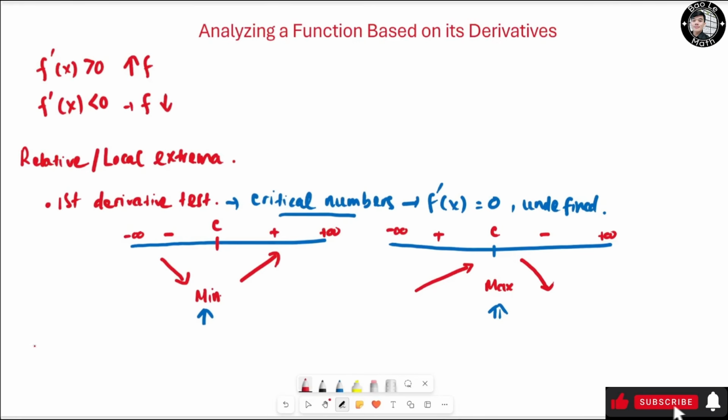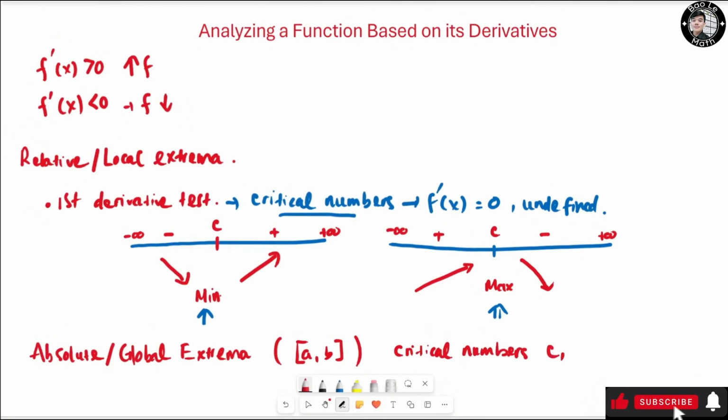In order to determine the absolute or global extrema, we're going to use the candidates test. Normally, you will see the closed interval a and b. Suppose you have the critical number c. Now, what you need to do is to find f of c, f of d, f of a. Don't forget to include the endpoints right here. And f of b.